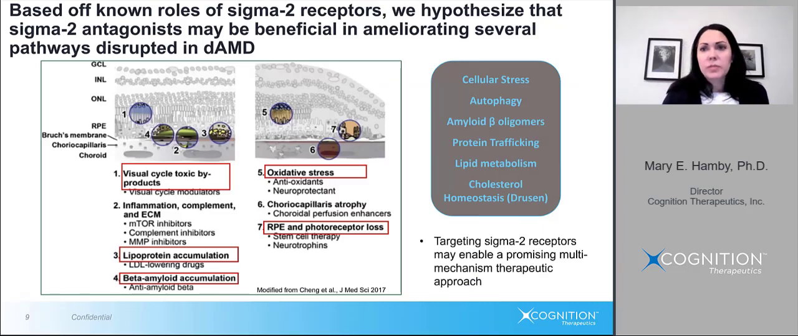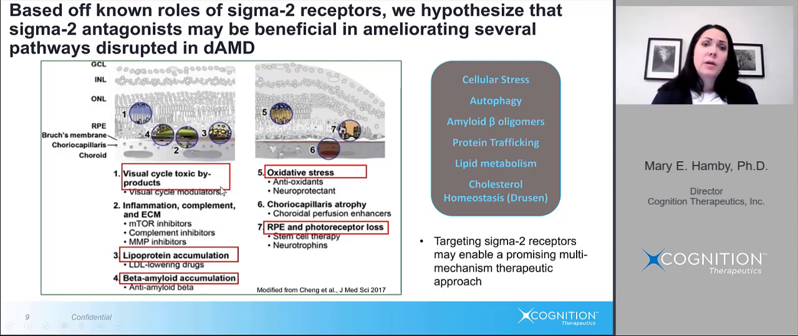Based off known roles of sigma-2 receptors, we hypothesized that sigma-2 antagonists may be beneficial in ameliorating several pathways disrupted in AMD. And that's what's depicted here on this slide. As this audience is fully aware, we know that all of these biologies are, or can be, altered by sigma-2 agonists and antagonists.